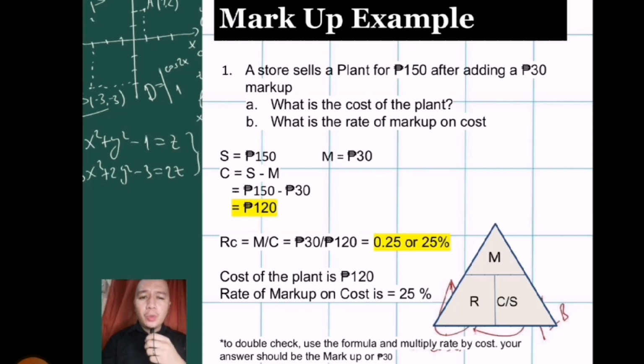The cost of the plant is 120 pesos and the rate of markup on cost is 25%. If you would like to double check, use the formula and multiply rate by cost, which is reflected again in our pyramid earlier. So if we multiply the rate, which is 0.25 or 25%, with the cost, which is 120, we should be able to get 30 pesos.